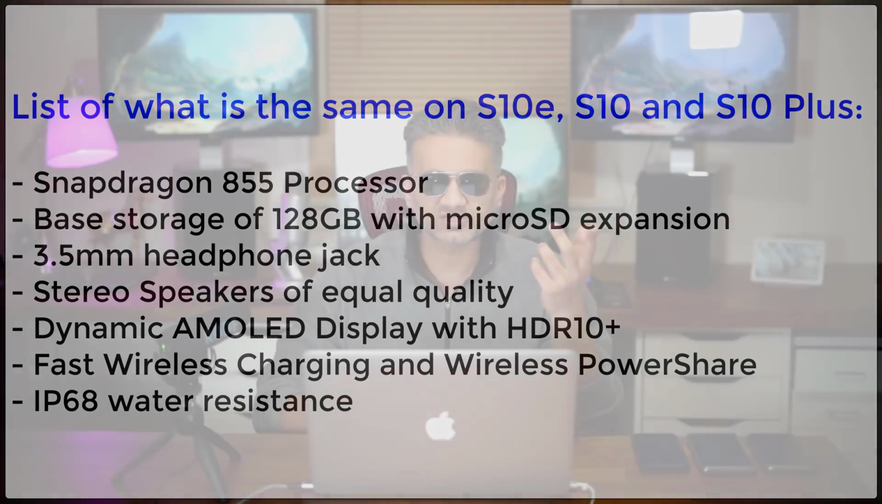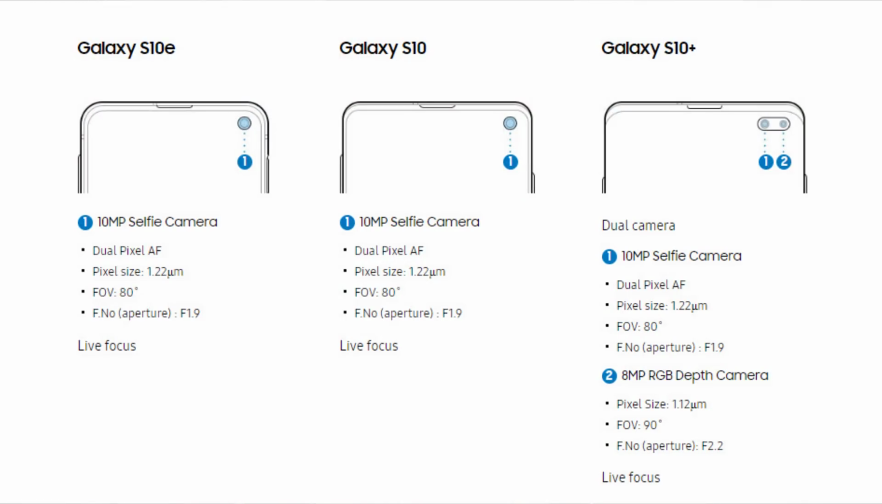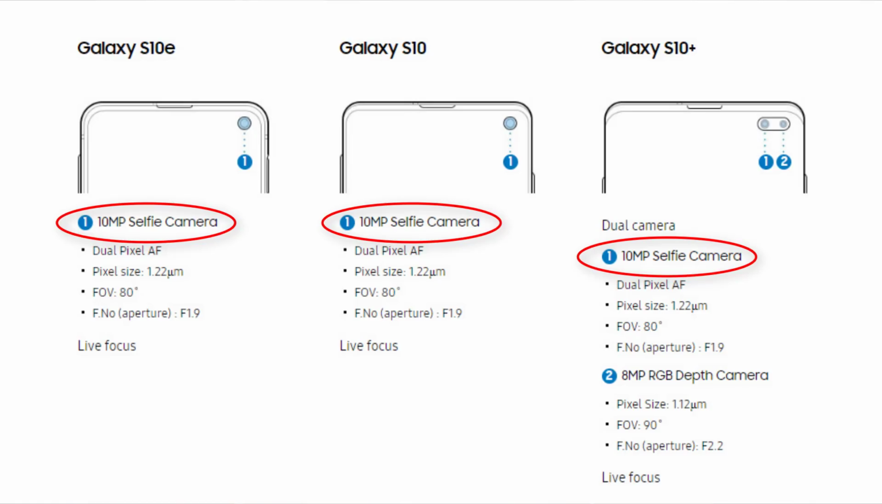So with the cameras, let's first talk about the front-facing camera. On all three smartphones, the primary front-facing camera is the same, and that's the 10 megapixel camera. The S10 Plus happens to have one extra front-facing camera, and that's an 8 megapixel depth sensing camera. But the main camera is the same on all three smartphones.